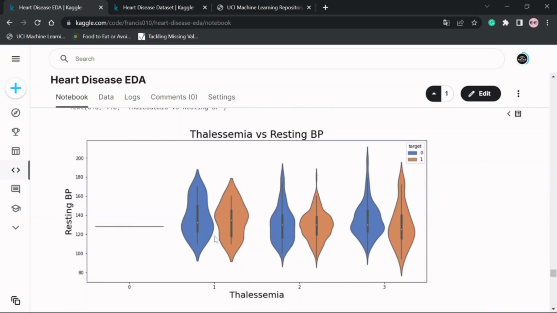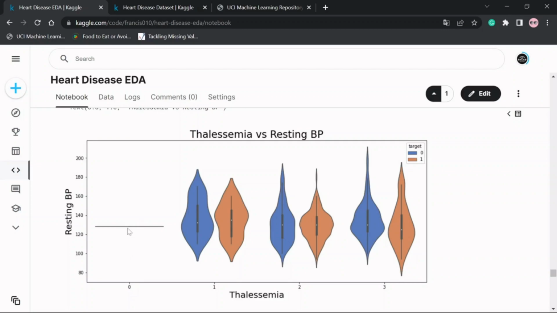What we can see is that with respect to thalassemia, the resting BP is kind of average, but as the thalassemia value increases, we can see that the resting BP decreases for the people having heart disease. For thalassemia 1, we can see that most of the population with heart disease is there, and the trend is decreasing.